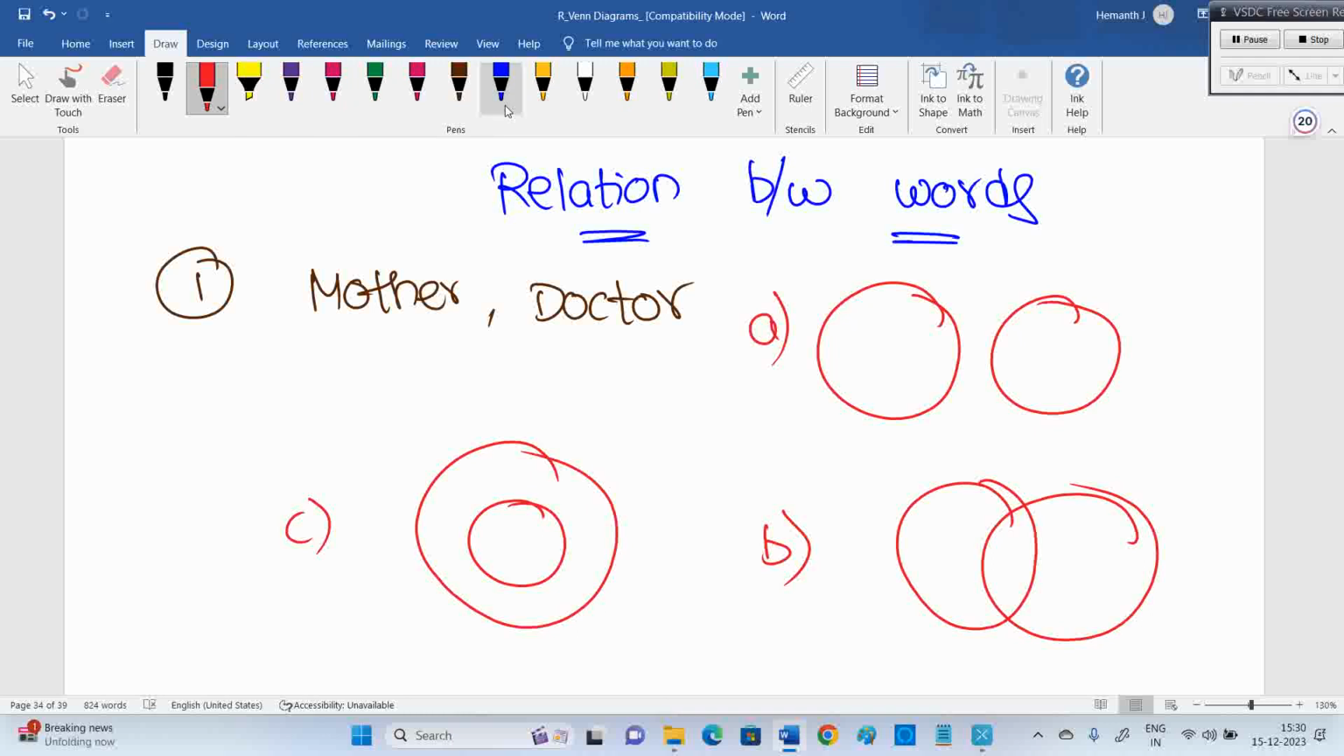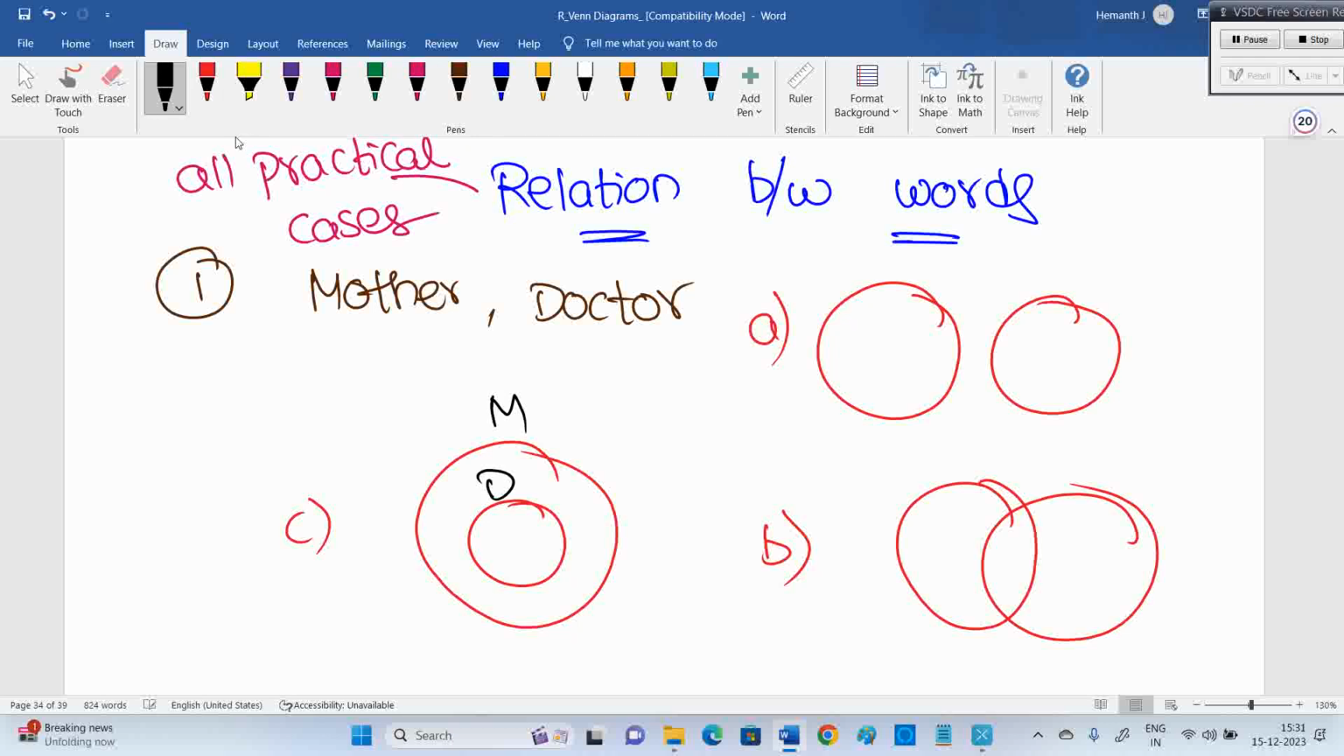Now, which is the suitable one? And here you have to consider all cases. You should consider all practical cases. While giving relation between words, you need to consider all practical cases. Now, among A, B, C, which one is correct, suitable for mother and doctor related words? C. In means you are saying that all doctors are mothers. If you are saying C, it can be like this, here D, here M, means all doctors are mothers. Is it? There are no boys, no male gender. If you reverse it, then you are claiming that all mothers are doctors. No, right? It's not correct.